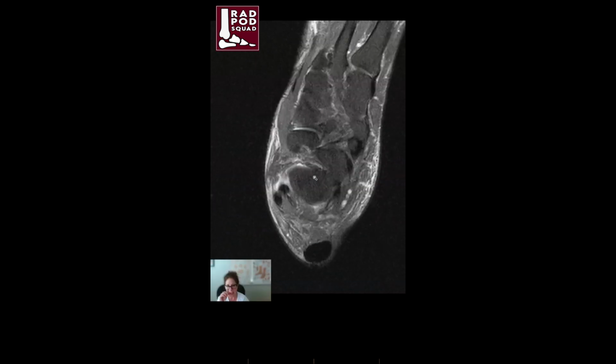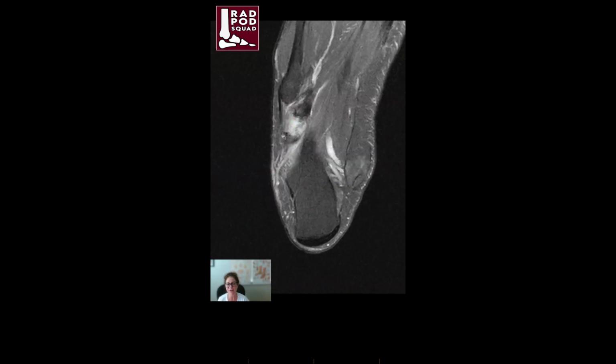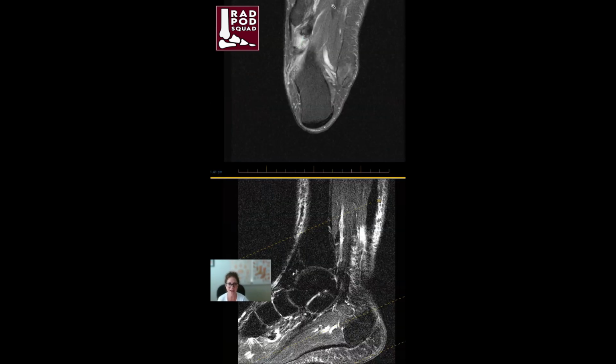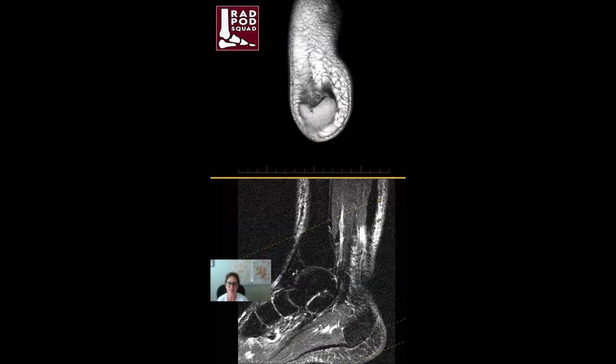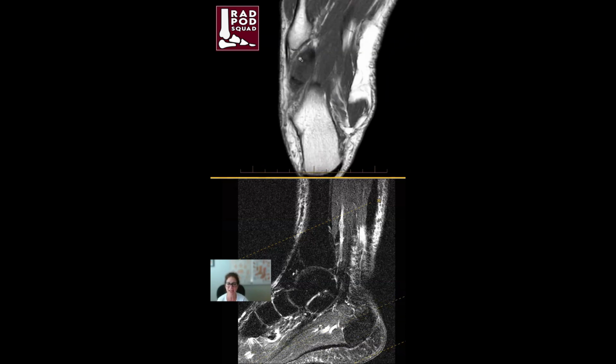tendon coming back. And so we can see the os peroneum has been fractured, and we can take a look at that in other types of sequences to understand the bony portion of this. And what we can appreciate is the two halves of the os peroneum here and here.